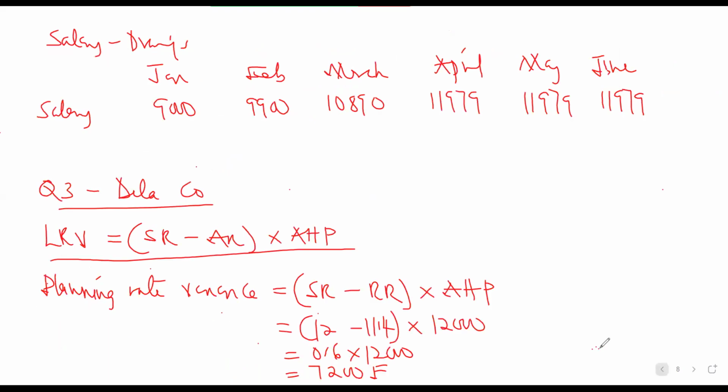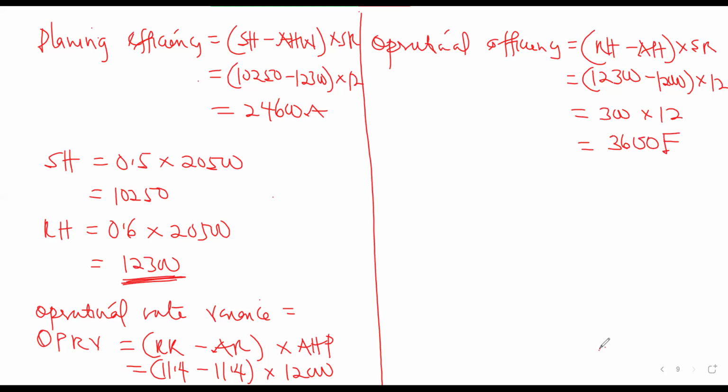The total planning variance will be 7,200. The total efficiency variance will be what? It will be the planning variance and then this one. What will be the difference? 24,600 minus that. I'm having 21,000. Adverse. 3,600. Okay. No. The operational efficiency is 3,600. Planning efficiency is also 24,600.